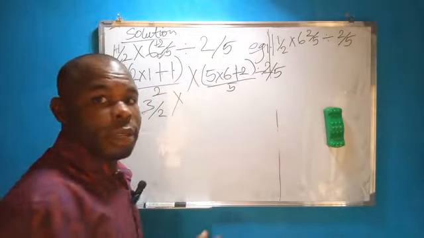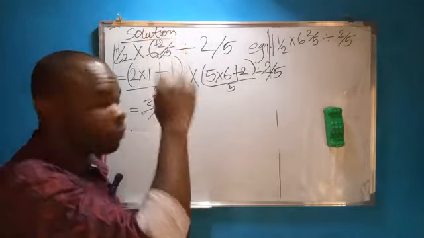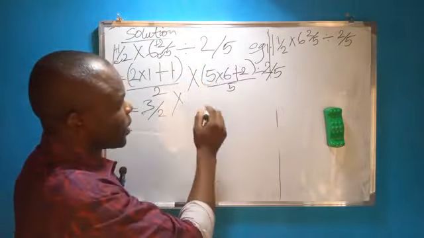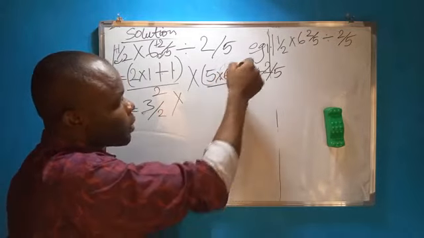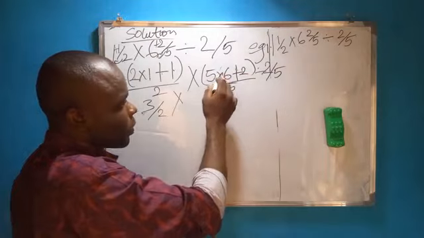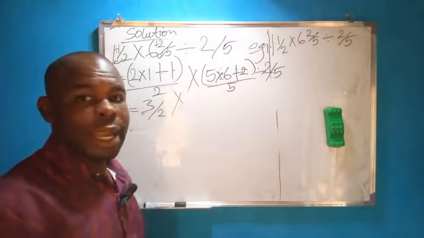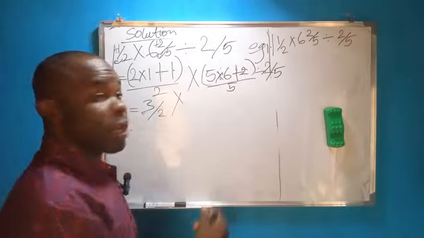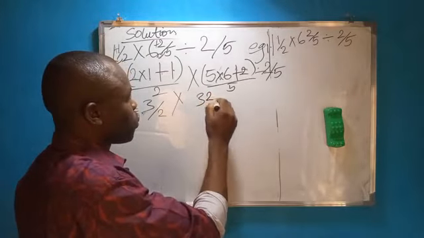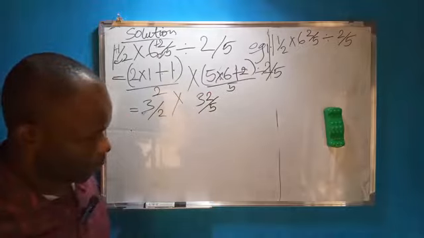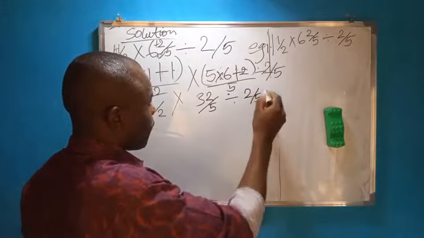Is that clear now? Then you come here again. After this, you have 5 times 6, because times comes first. That is multiplication before addition. So you first of all do multiplication before you add. You understand? So you have 5 times 6, which is 30. Then 30 plus 2 is 32. Is that understood now? Then you have times 32 all over 5.